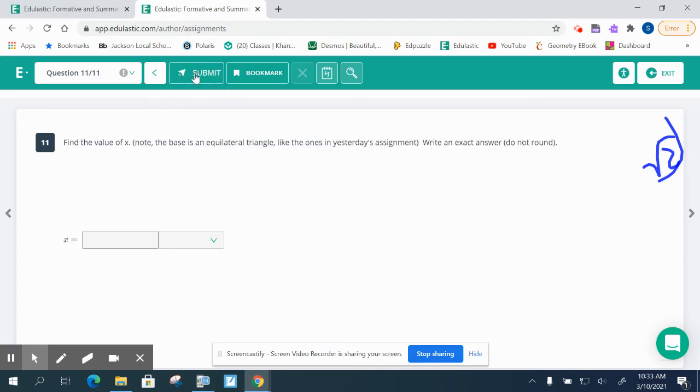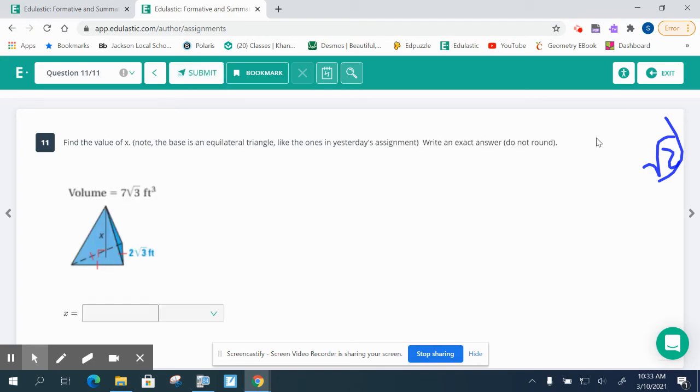Number 11. Okay, this one is very special. This is an equilateral triangle here whose side length is 2 square root 3. So this is just like number 4 on the other assignment from yesterday, except you've got square roots. And I'll give you a hint. You do not need your calculator at all for this question.